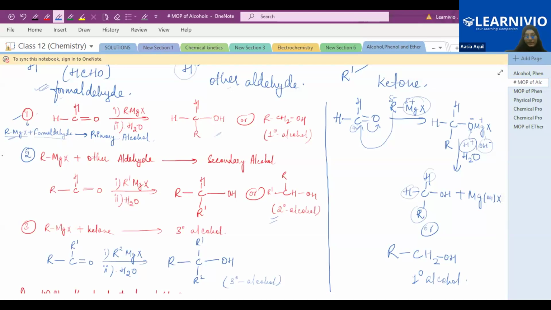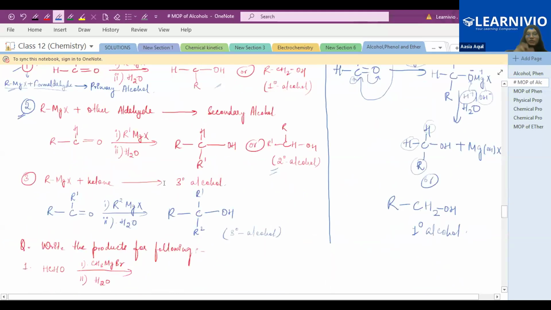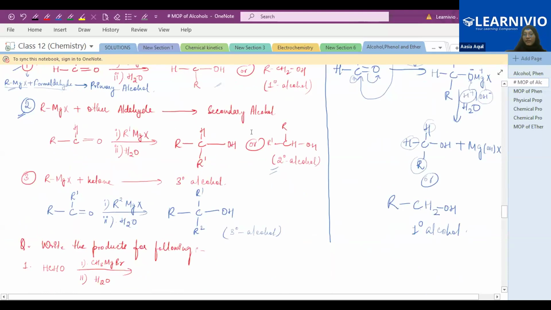Now see the second one. When you have other aldehydes, meaning other than formaldehyde, we are using this R in the place of H. One H is replaced by an R group, any alkyl. So this is your other aldehyde. When you treat it with the Grignard reagent, you will get a secondary alcohol. Easily you can do the same thing: do the whole mechanism step by step, and you will see that it gives a secondary alcohol.